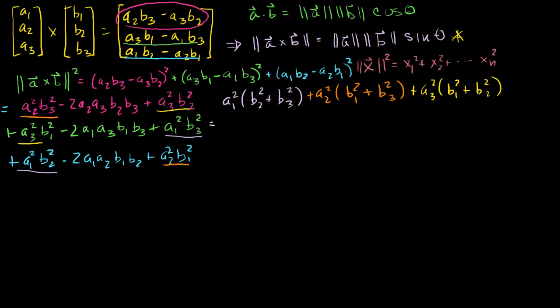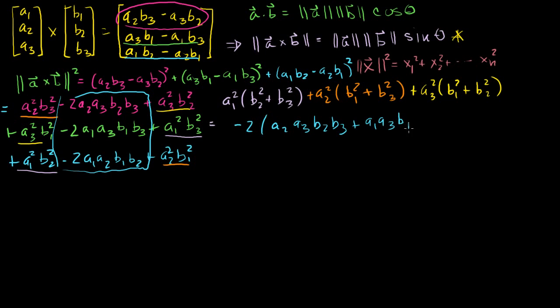And obviously, I can't forget about all of that mess that I have in the middle. All of this stuff right here. All of that stuff right there. So plus, or maybe I should write minus 2 times all of this stuff. Let me just write it real fast. So it's a2, a3, b2, b3 plus a1, a3, b1, b3 plus a1, a2, b1, b2.